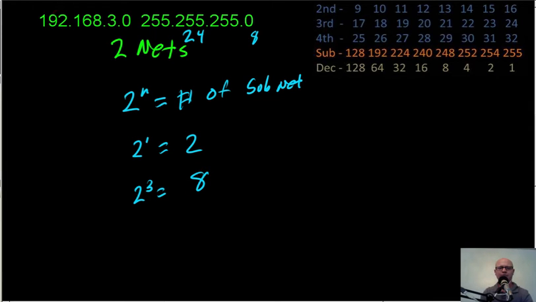But for this first example, we're going to go really simple and go with 2 networks. So 2 to the 1 is equal to 2. And the n in this formula, it's so simple it's not even worth the label of a formula, but the n is how many bits we need to borrow. So 2 to the 1 equals 2. We're going to borrow 1 bit.